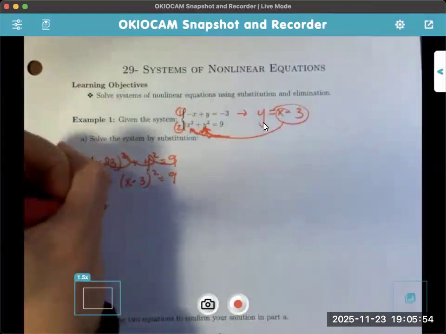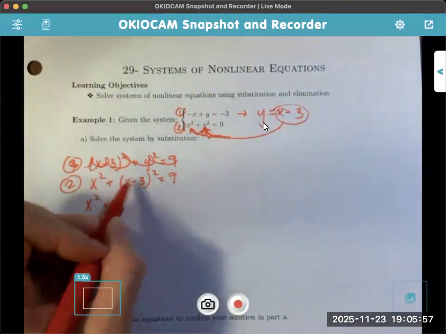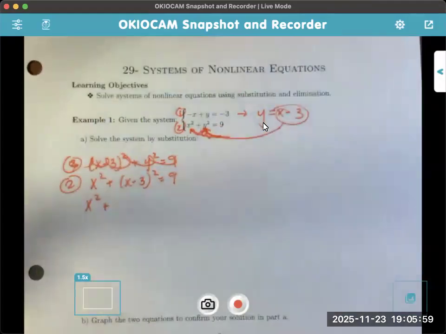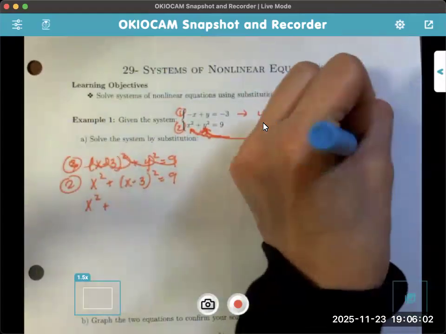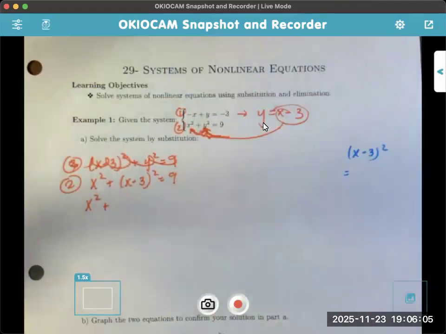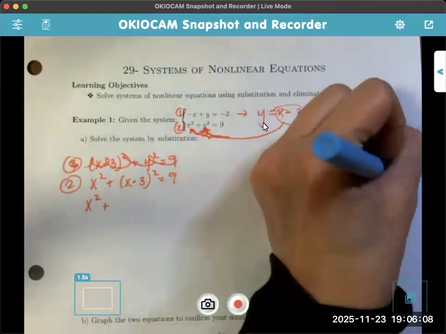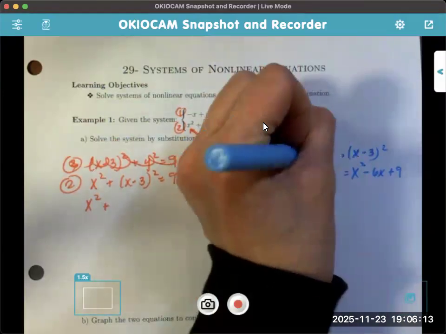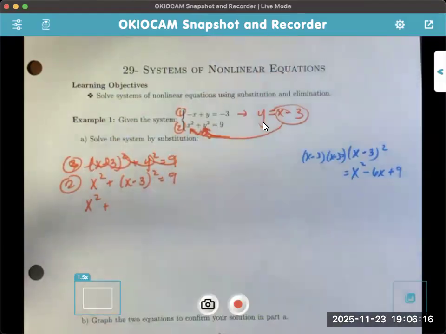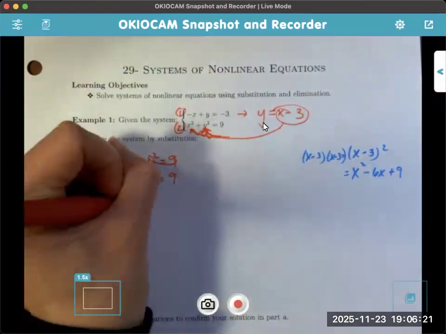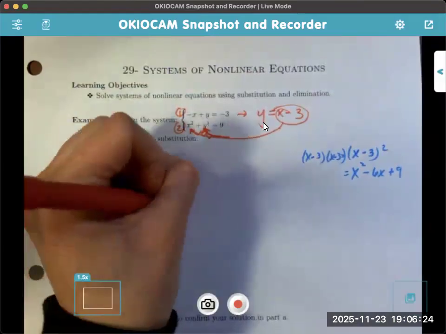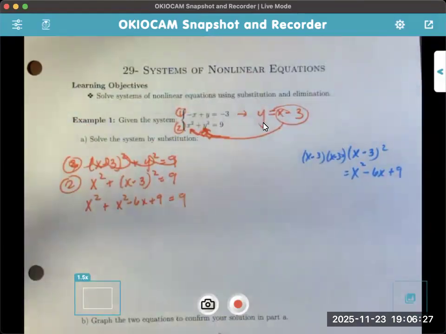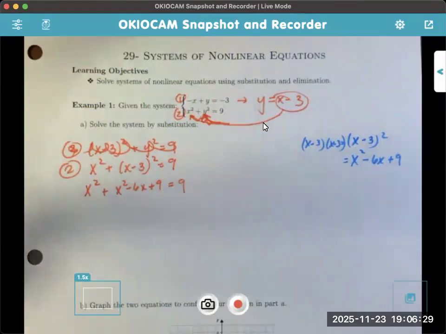So x squared plus, remember, this is distribution over here. I'll do it in blue. X minus 3 quantity squared. Remember, that gives us the trinomial of x squared minus 6x plus 9. Right? Because this is x minus 3 times x minus 3. But you have to distribute, or AKA FOIL it out. So it's x squared minus 6x plus 9, and then equals 9. So what happens with the 9s? Yep, they cancel, because minus 9 minus 9.